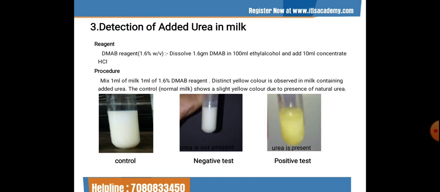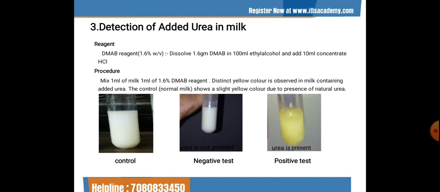The third adulterant is the presence of urea in milk, and for that we have to prepare a DMAB reagent. We dissolve 1.6 gram of DMAB in 100 ml ethyl alcohol and add 10 ml of concentrated HCl. The procedure is to mix 1 ml of milk and 1 ml of 1.6% DMAB reagent in a test tube. A distinct yellow color is observed in milk if urea is present.